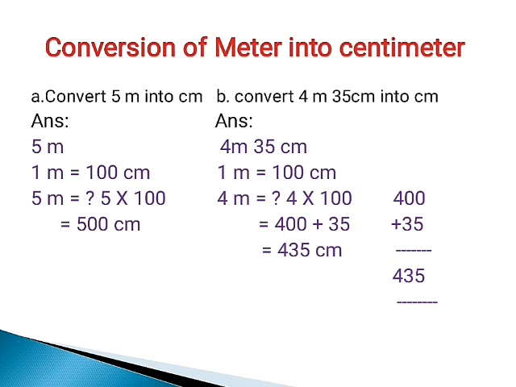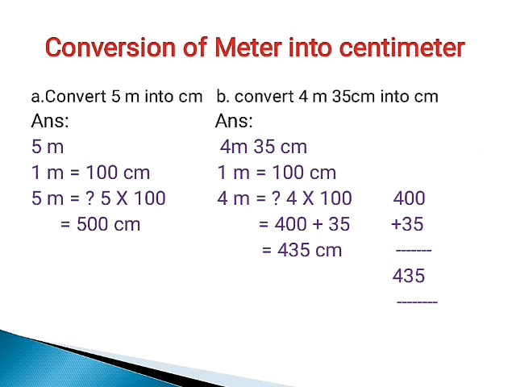What is the formula for converting meter to centimeter? Yes, 1 meter is equal to 100 centimeter. Now, as the third step, you should write the sum they gave: 5 meter is equal to question mark. Why should I put a question mark here? Because we don't know the answer.